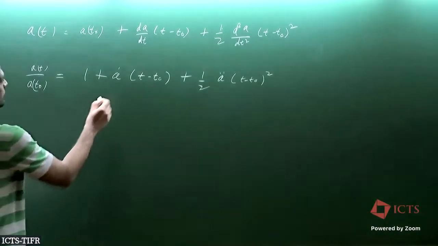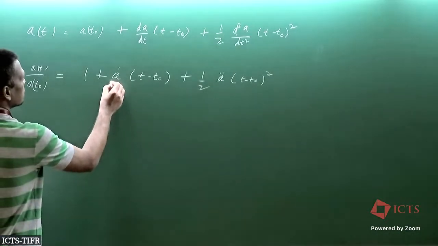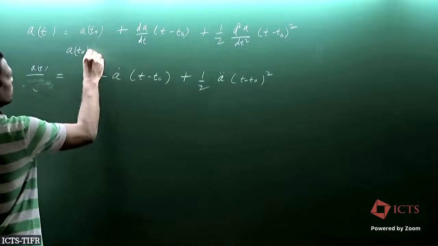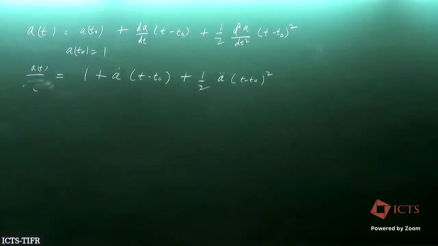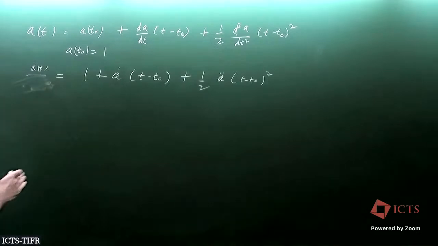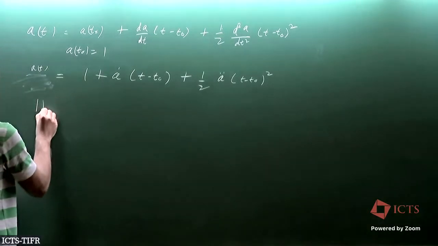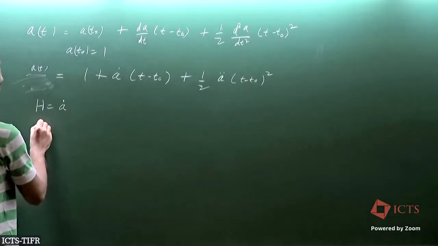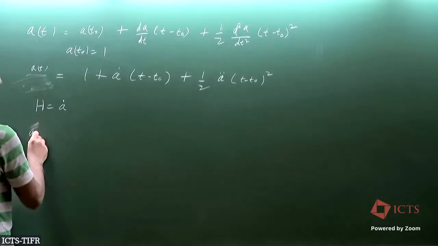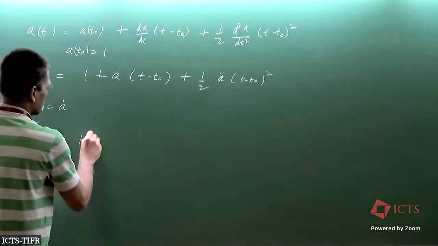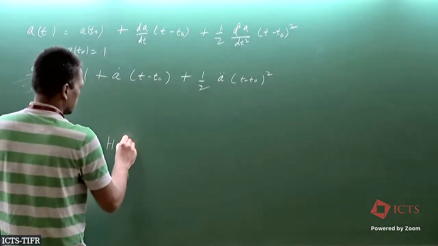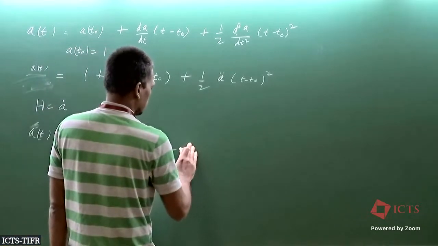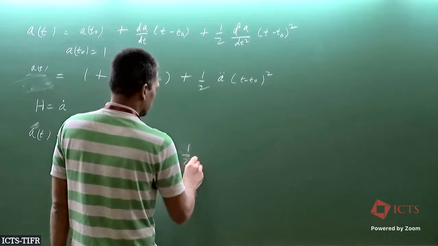So let's actually set a(t_0) equals 1, right? So that's the scale factor today equals 1. That's our convention. If you set a(t_0) equals 1, you can write this down in this way. And in fact, we know that Hubble is nothing but a dot, and you can write the acceleration parameter. So you can write this a(t) as 1 plus H(t minus t_0). I might be missing some constant factors and things like that, so ignore that.